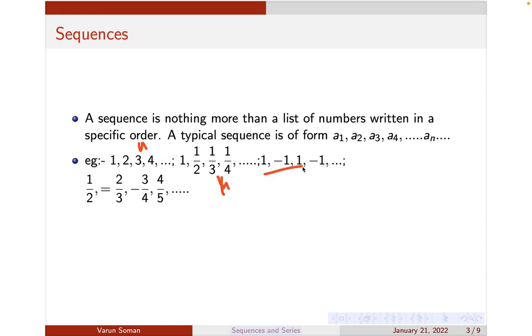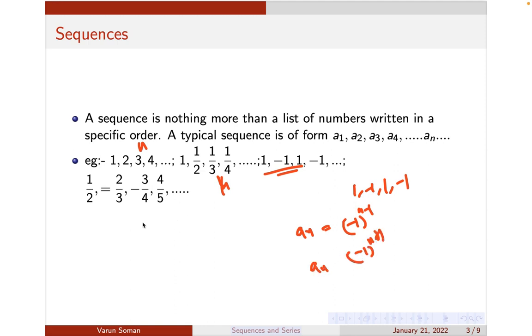Okay, now this is the sequence 1, minus 1, 1, minus 1. Can you give me a general expression for an? What will be an here? The first term is 1, the second term is minus 1, the third term is 1. So for odd terms I am getting 1, for even terms I am getting minus 1. So you can write it in many ways. I can say this as minus 1 raised to n minus 1. That is one possibility. If you put n equal to 1, you will get minus 1 raised to 0, which is 1. When you put n equal to 2, you will get minus 1 raised to 2 minus 1, which is minus 1. Or you can write it as minus 1 raised to n plus 1 also. That is another representation.